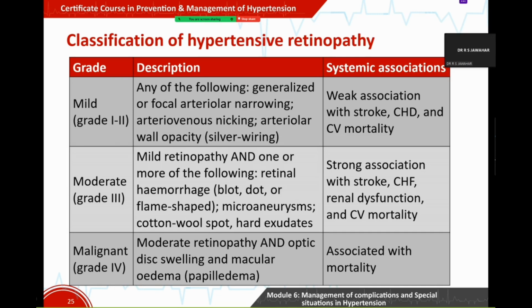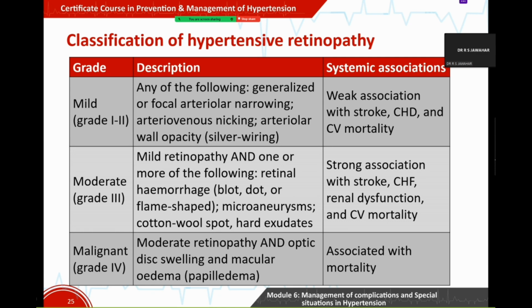And in the malignant, that is grade 4, here there is moderate retinopathy, that means exudates, hemorrhages, microaneurysms, and optic disc swelling and macular edema, that is the papilledema. So these are very important. Once they have the optic disc swelling or macular edema, they are definitely associated with mortality and with vision loss. They are associated with CVA, CKD, etc.